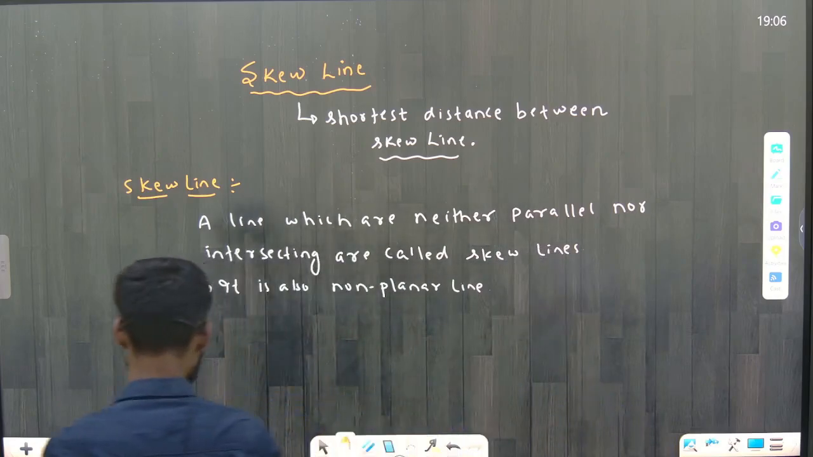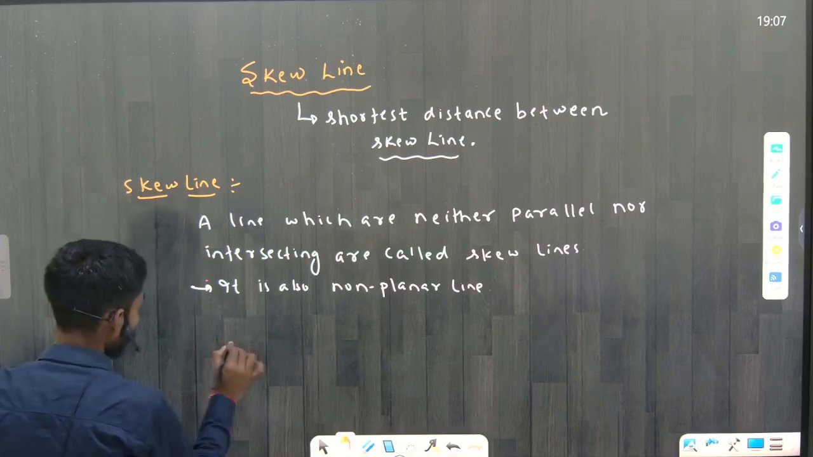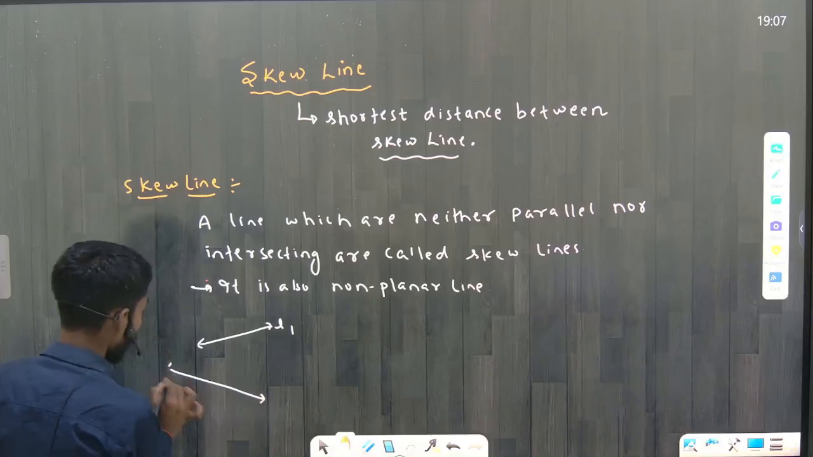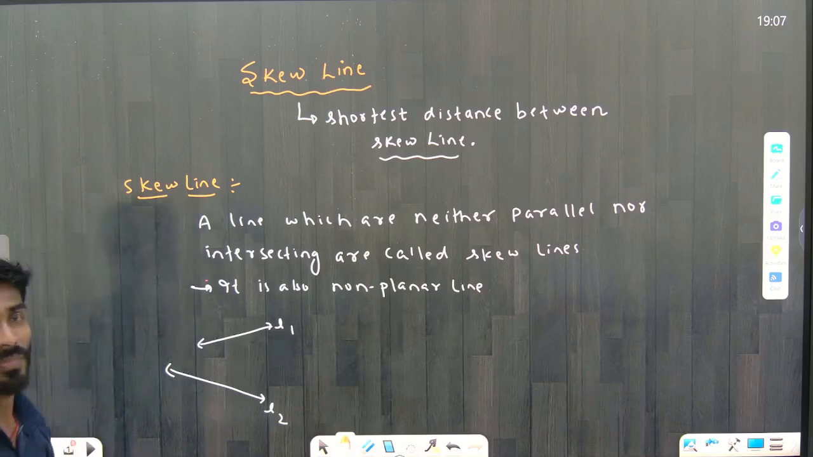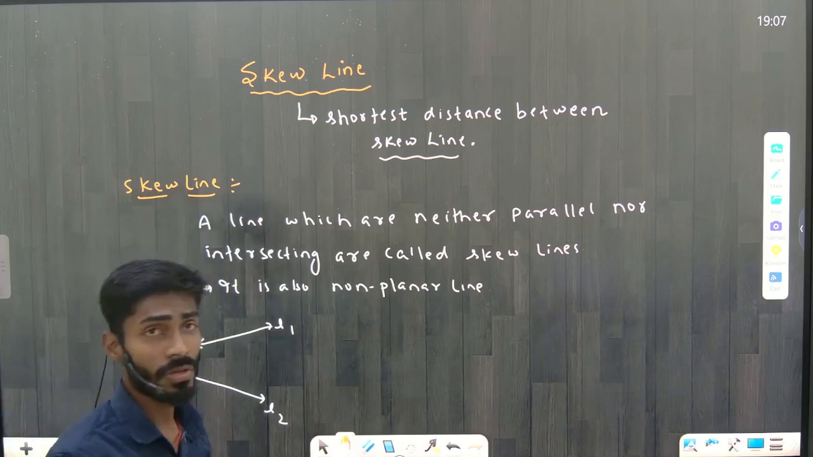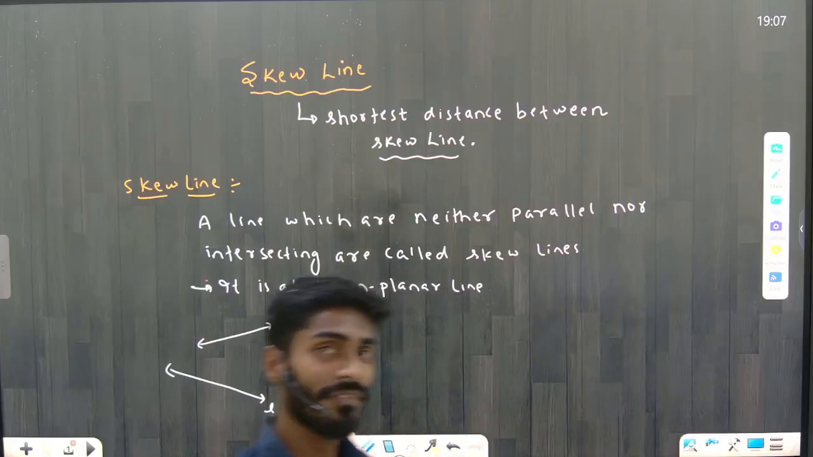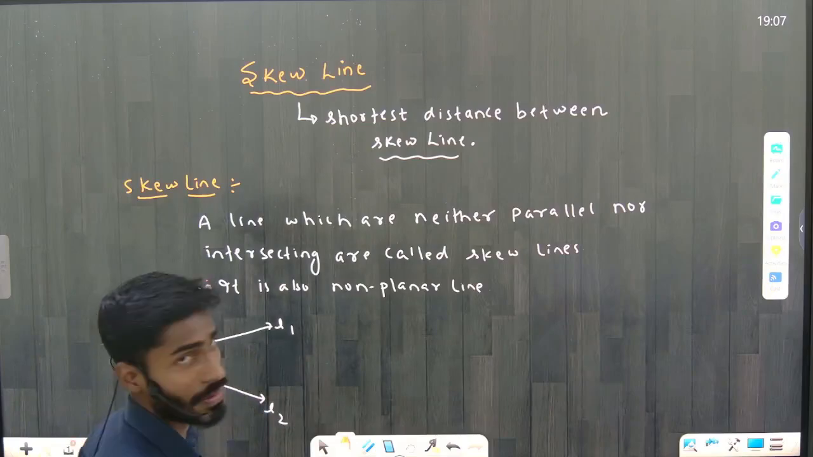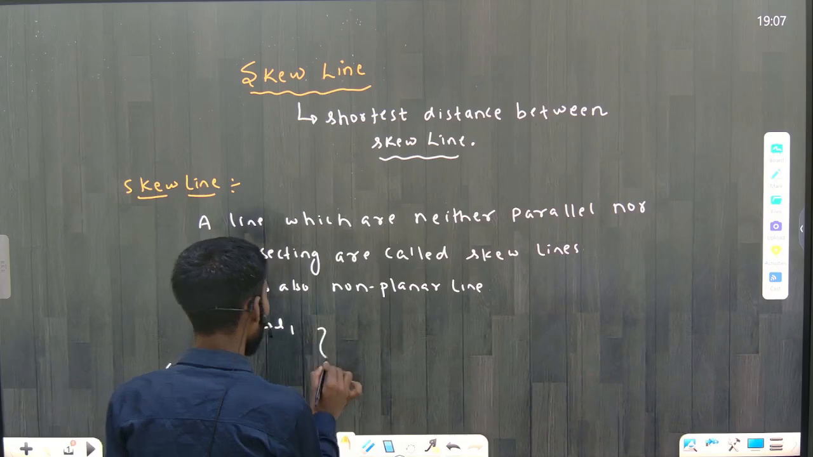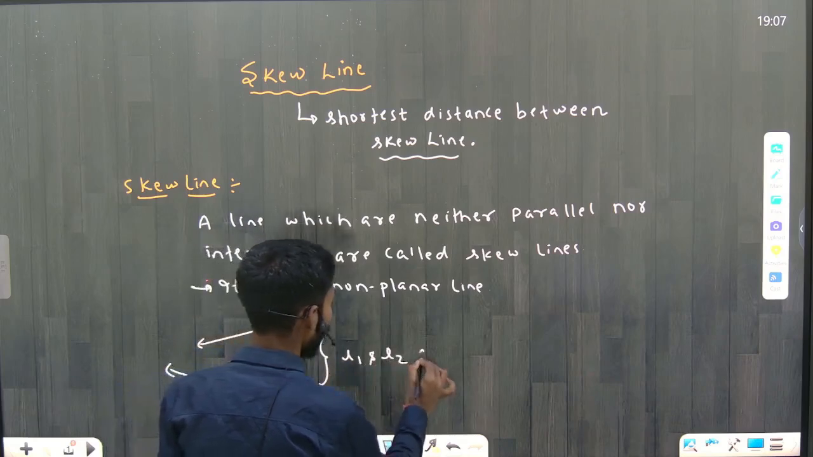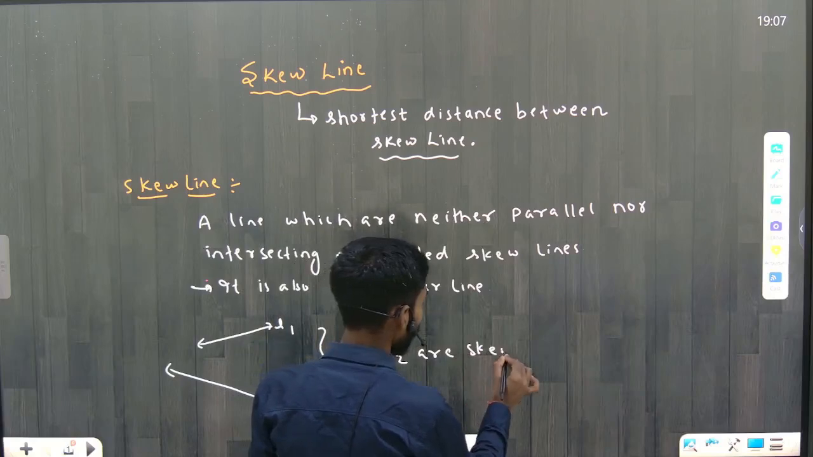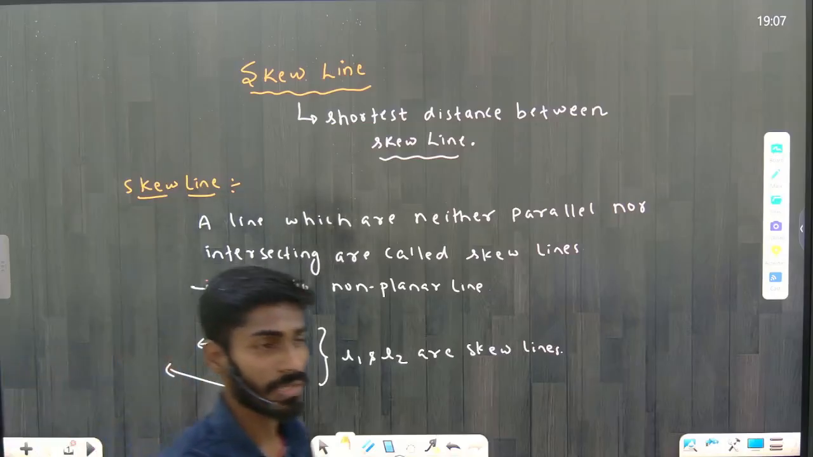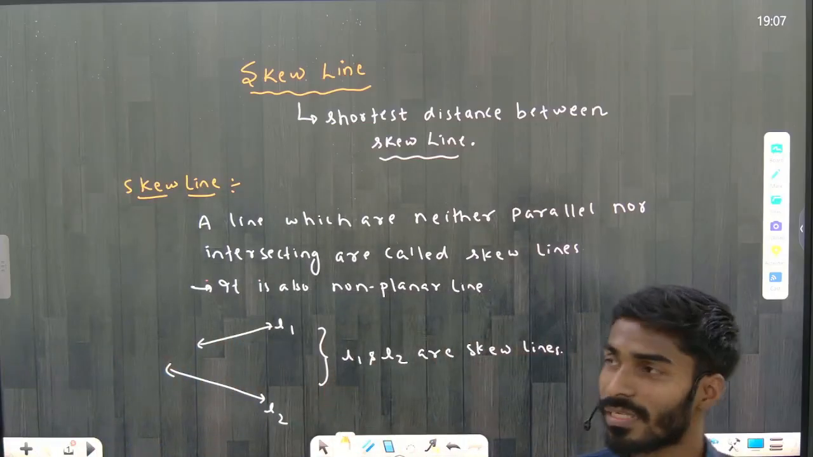So we'll draw this. Suppose that this is line L1 and this is line L2. These lines are neither parallel nor intersecting, and lines L1 and L2 lie in different planes, not in the same plane. That's why it is non-coplanar. So L1 and L2 are skew lines. Now I'm going to discuss what is the vector representation of a line in 3D.